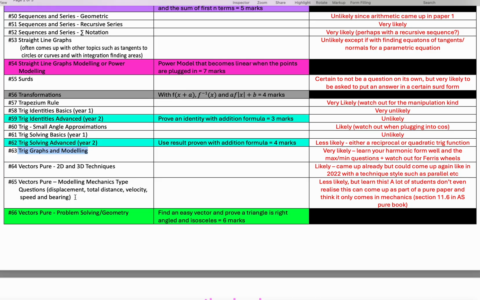There's a little section in here, and it's on kinematics. So it's not kinematics in terms of mechanics kinematics, but the pure side of it, basic kinematics. And it talks about speed, bearing, displacement, velocity, total distance. Just watch out for those, because sometimes they sneak that in.